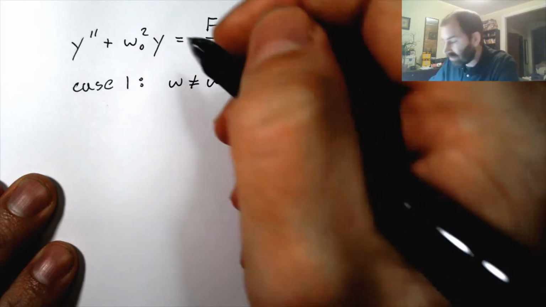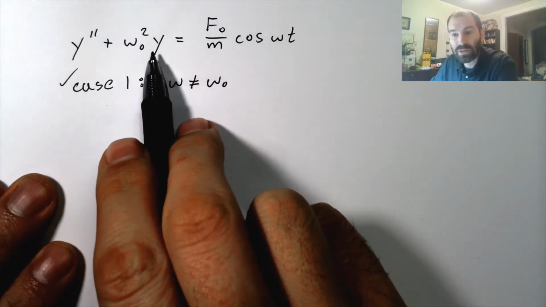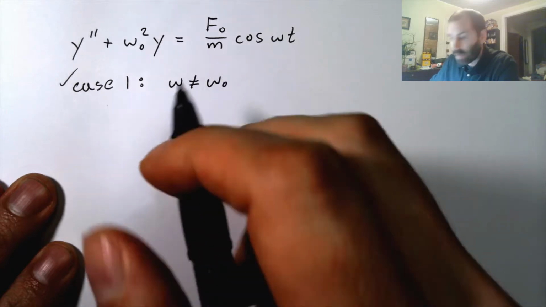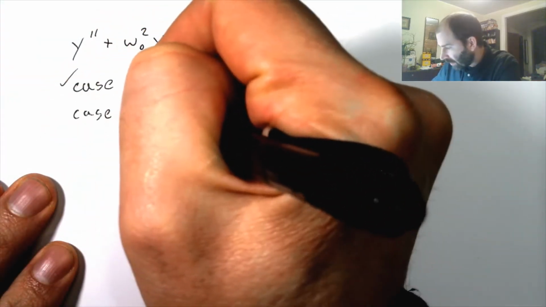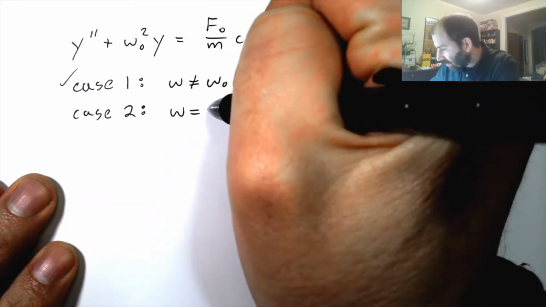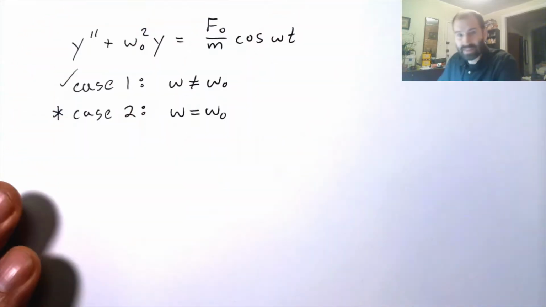We saw that we had oscillations within oscillations: the oscillations due to the natural harmonic motion of the spring, and also due to the forcing function. But in this video, we're going to look at Case 2. Case 2 deals with the situation where omega is equal to omega naught. So that's the case here.